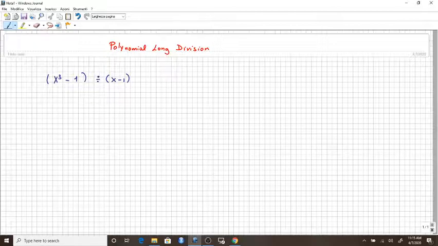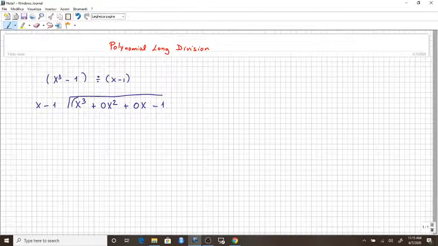Okay, so what we need to do? Let's write the dividend, which is x cubed minus 1. Notice how there are missing terms. X squared is missing, so I'm going to write 0x squared. X is missing, so we're going to write 0x, and then we're going to keep the negative 1. On the left hand side, we write the divisor, which is x minus 1.